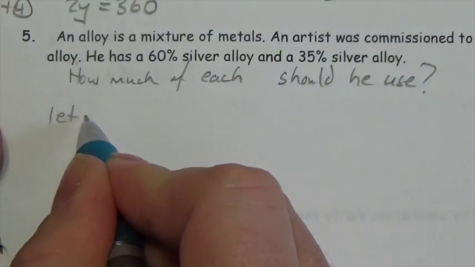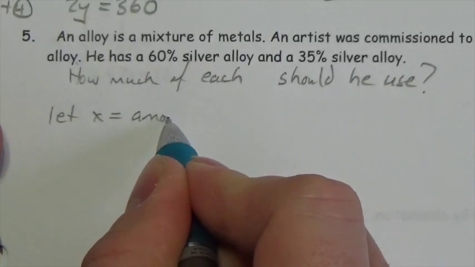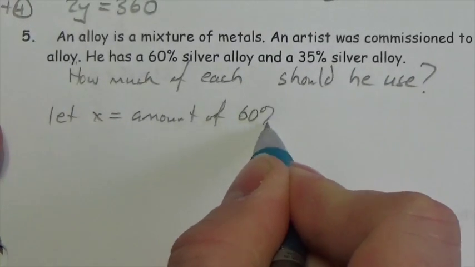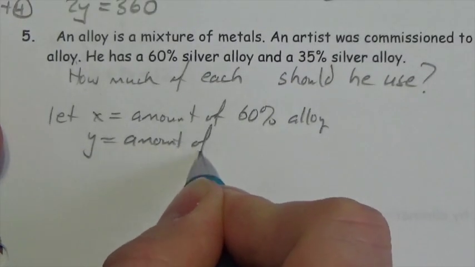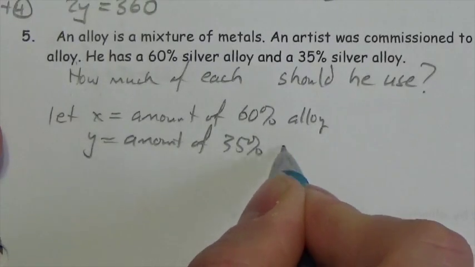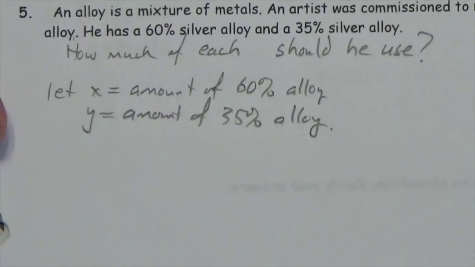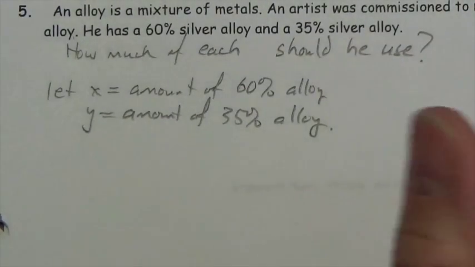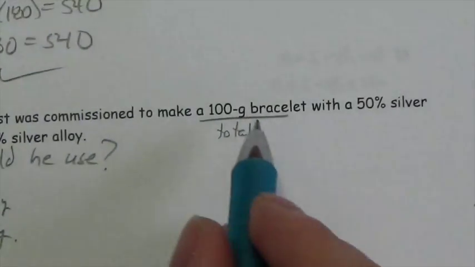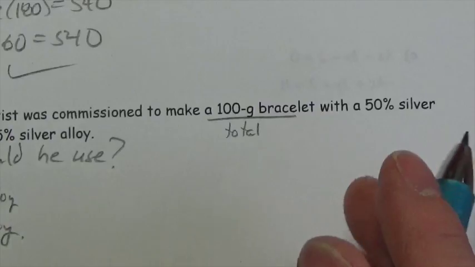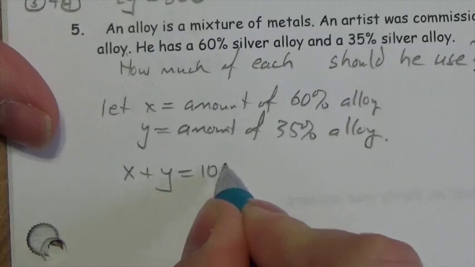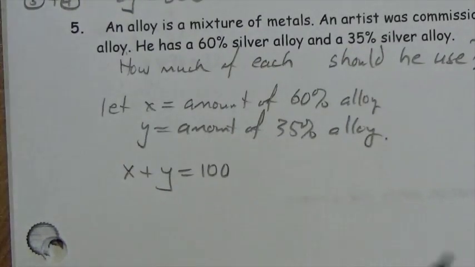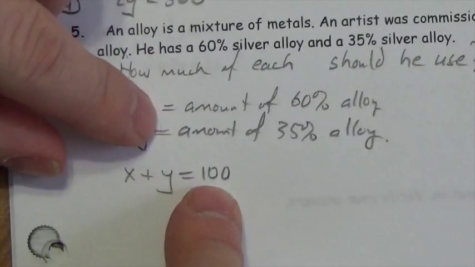So we're going to let X be the amount of the 60% alloy, and we'll let Y be the amount of the 35% alloy. Now there are a couple of totals here. One is an obvious one, the other one is not quite so obvious. First of all, we know that the total mass of the bracelet is supposed to be 100 grams. So X plus Y should be 100. That's the total mass of the metal that's going in.